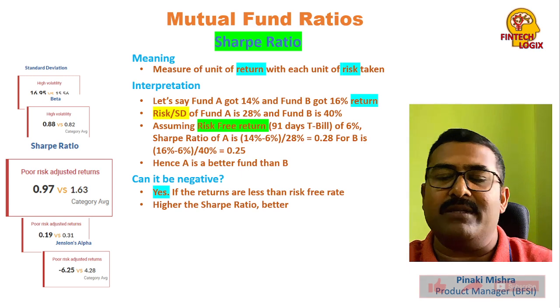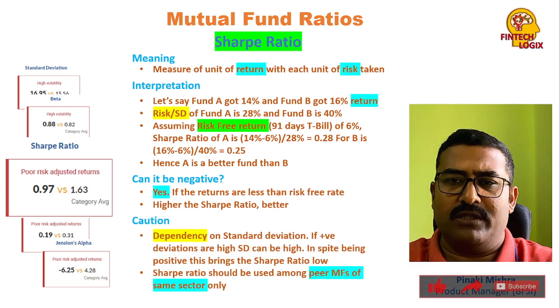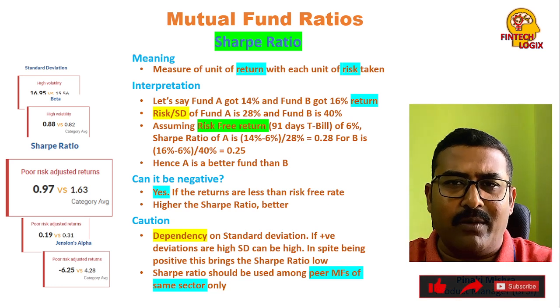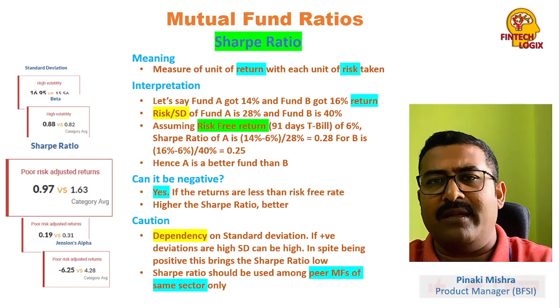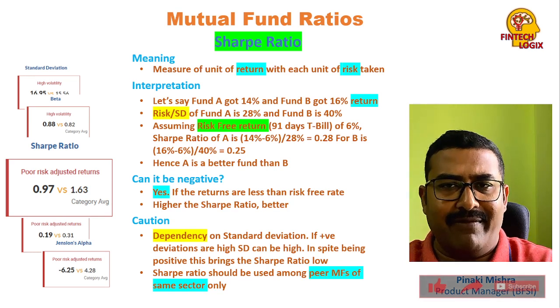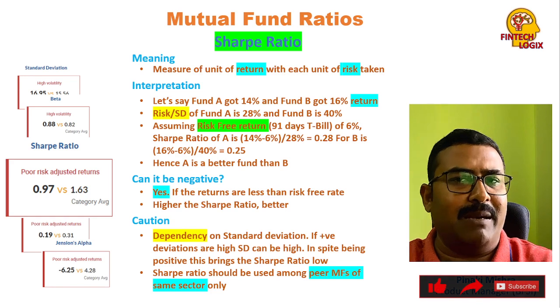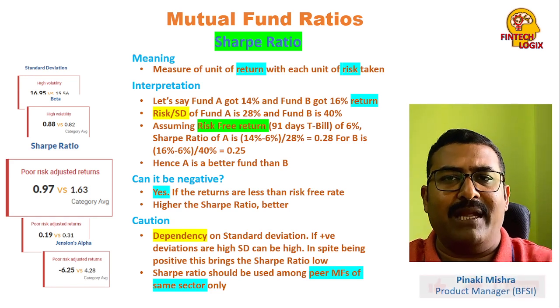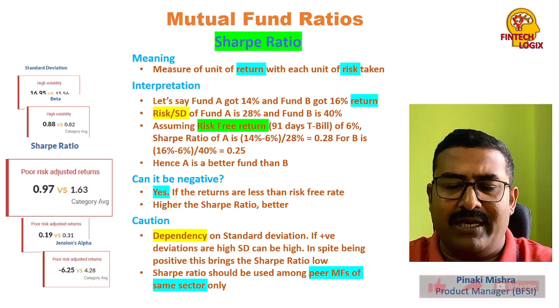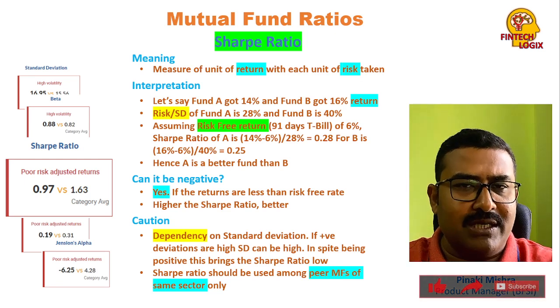Now let's look at two points of caution. The first thing is that from the calculation it is pretty evident that the Sharpe ratio is dependent on standard deviation. As we said, standard deviation also has some limitations. The same limitations also apply to the Sharpe ratio indirectly, because we are taking standard deviation into account. So that is why the use is limited.